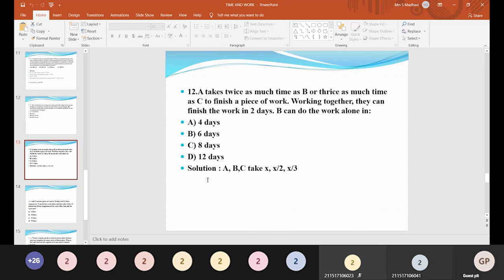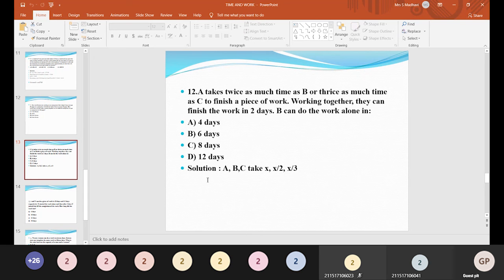Here let us take the times of A, B and C. See, A takes twice as much time as B. Let A be x, then for B and C it will be x by 2 and x by 3. When we take the reciprocal of that, we can find the work of all three, A, B and C. So let A take x days, then for 1 day the work is 1 by x.